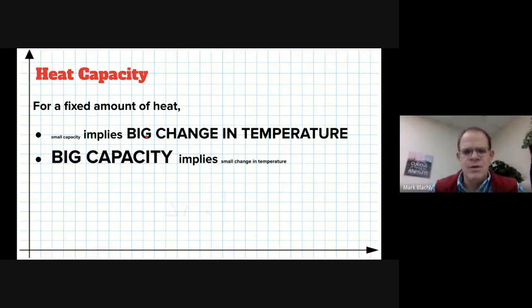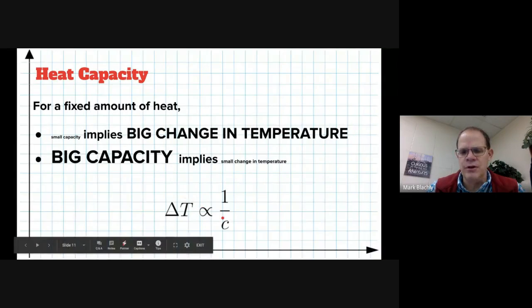Okay? So all of that to say that there's this third variable. In the lab, we looked at the mass and we looked at the Q, the heat we added. But there's a third thing that matters, and that's called the heat capacity, okay? And the temperature is inversely proportional to it. You get bigger capacities, you get smaller changes in temperature.